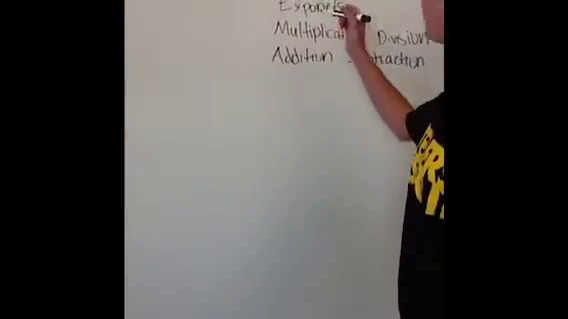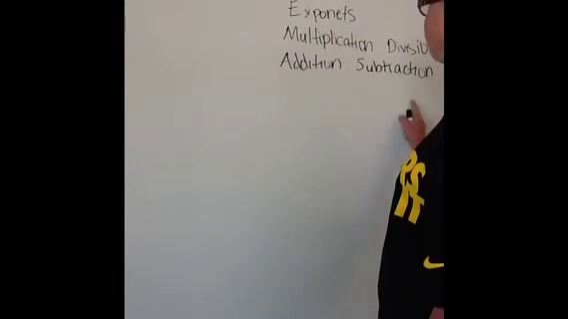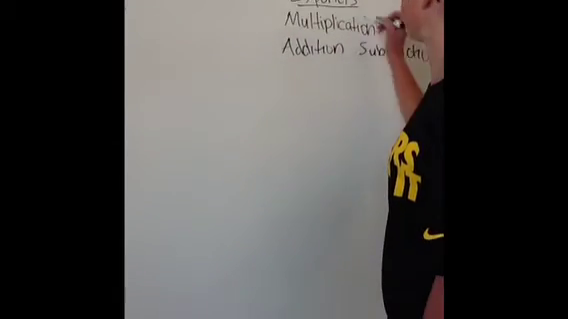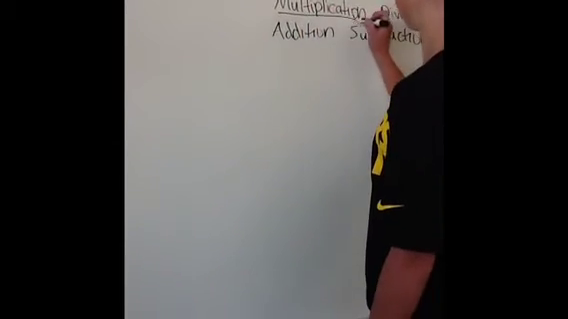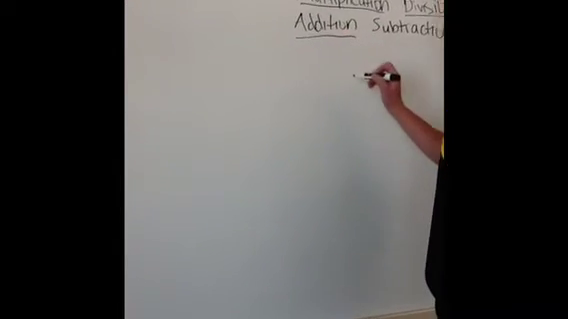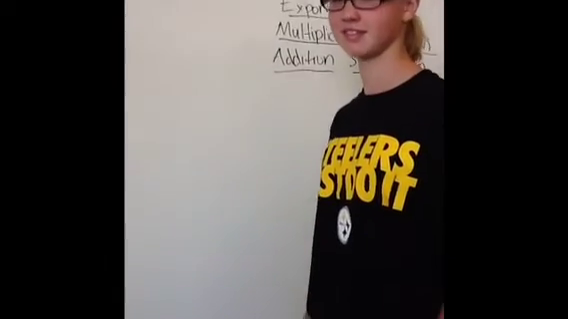Here is Jessica. Okay, first you do Please Excuse My Dear Aunt Sally. Parentheses you do first, for please. Excuse is exponents. Multiplication is my. Dear is division. Addition is Aunt, and subtraction is Sally. Multiplication and division you do from left to right.